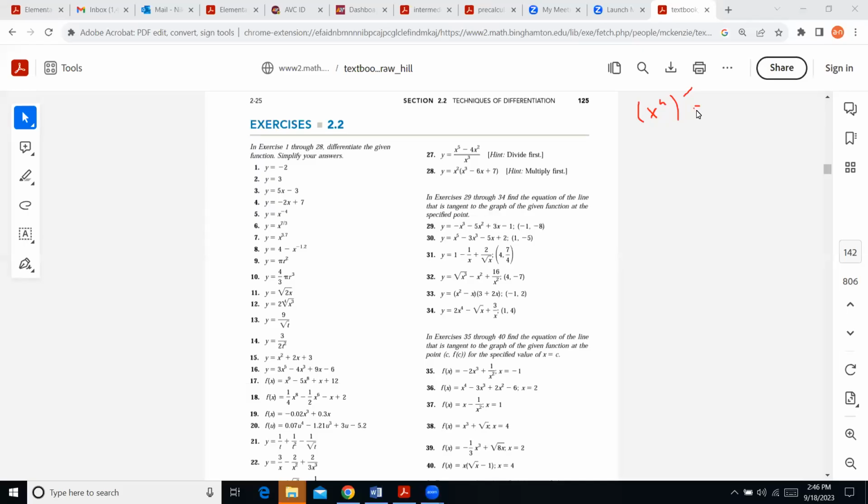thing. So the way to do this is to put this in front and multiply it by the power, which is one smaller.